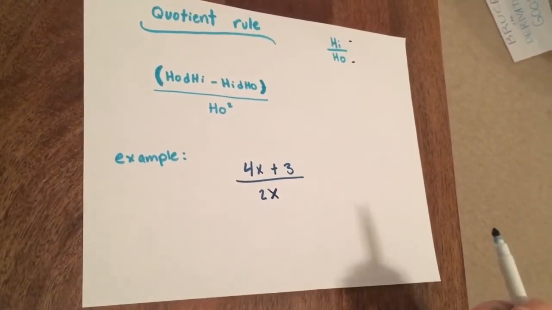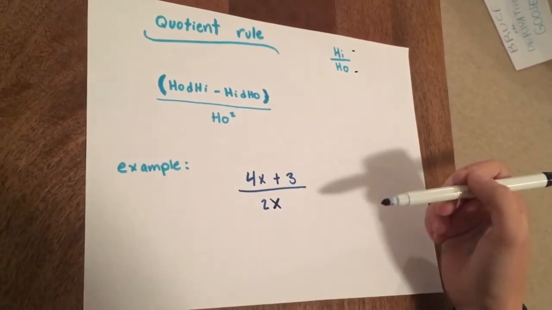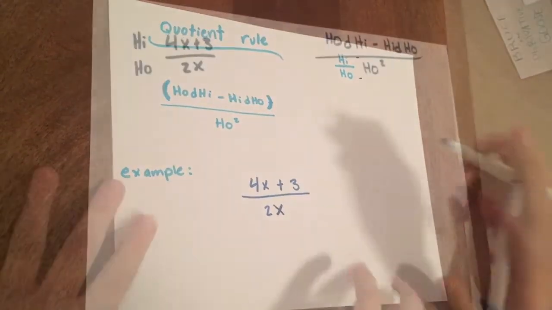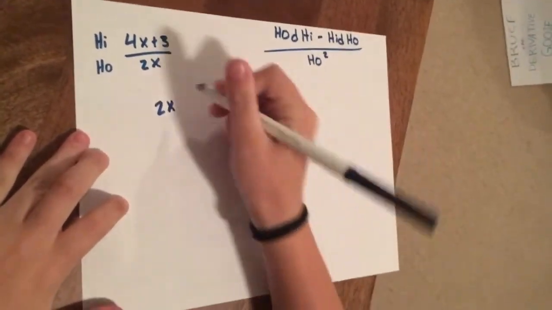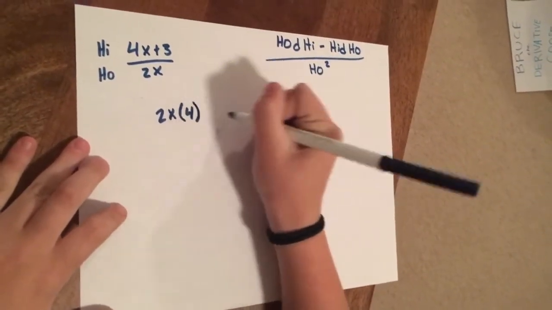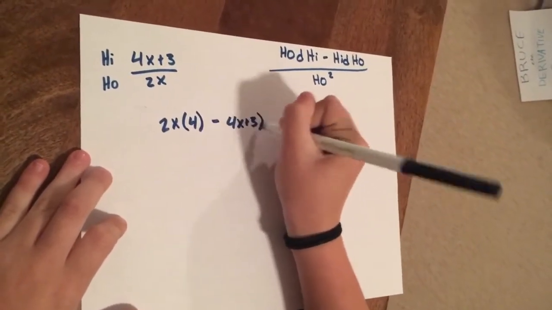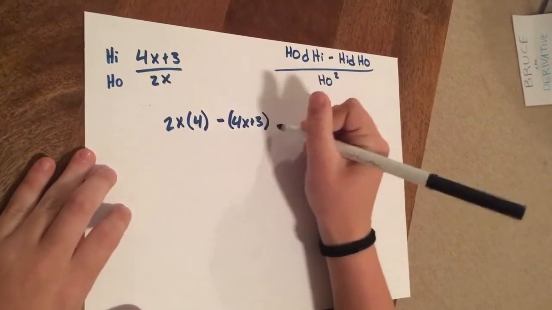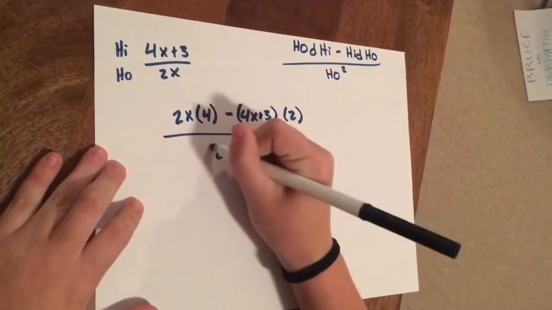So to give an example, the function 4x plus 3 over 2x would be solved like this. Okay, so ho is 2x, and the derivative of high is 4, minus high is 4x plus 3, and the derivative of ho is 2, all over 2x squared.